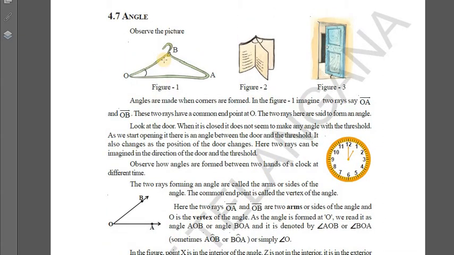So what is the reason he given picture, book and door? Why has he given them? He's just saying that this is where you are going to get angles, and angles are made when corners are formed. So this is a very simple example he has given here.